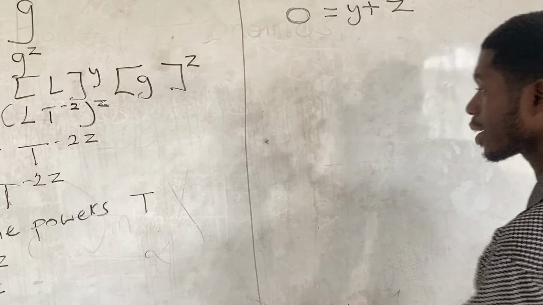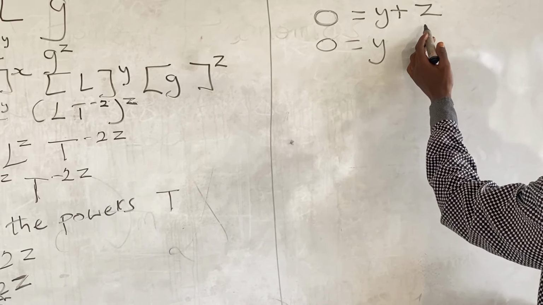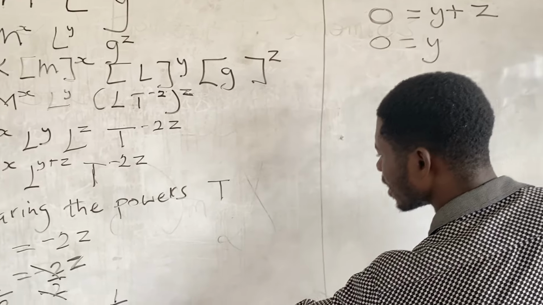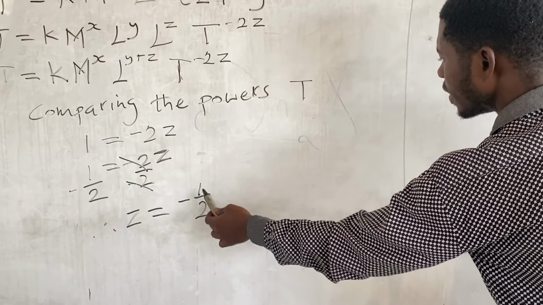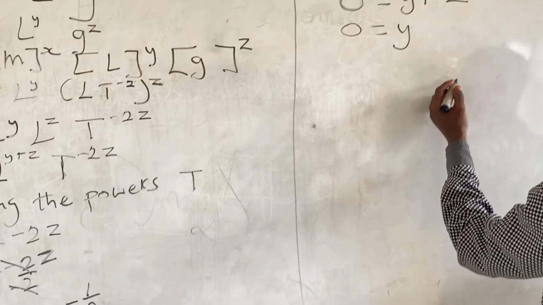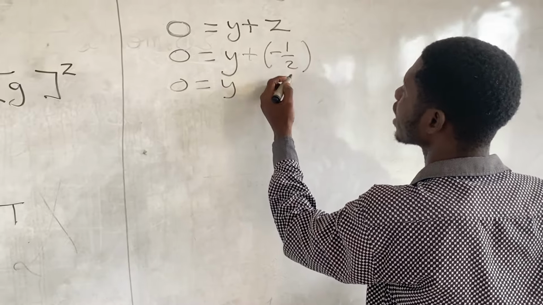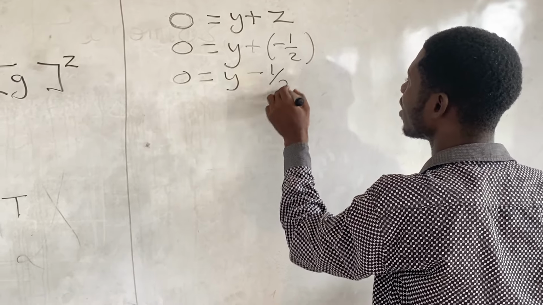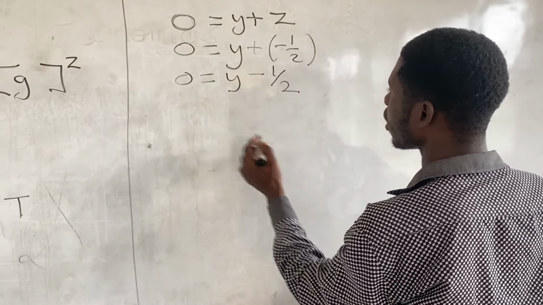So now 0 is equal to Y plus Z. But Z, we already know Z. You have solved for Z. Z is negative 1 over 2. So you can substitute here to find the Y. So Y plus Z, with Z being negative 1 over 2. Okay, so now Y is equal to what? Y is equal to positive half.